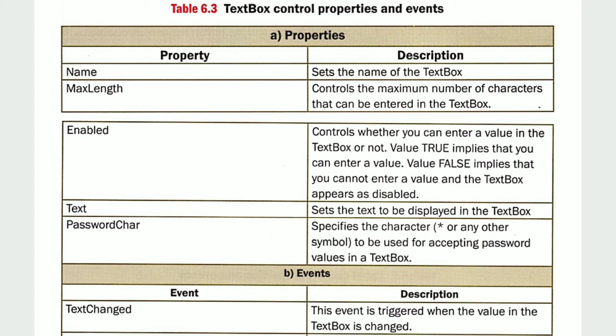The next property is password char. The password char property is useful for entering information in the text box securely. The text entered for a password is not displayed when the password is entered, and instead a star character appears in the text box. It specifies the star character to be used for accepting password values in the text box.